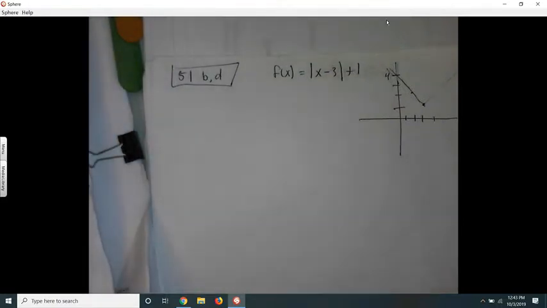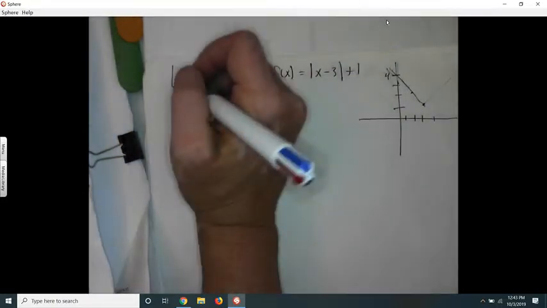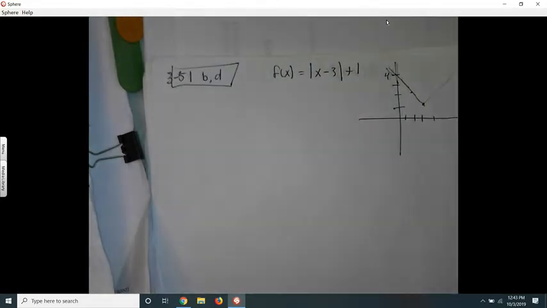Okay, so this is 3-51B. It says solve these equations and inequalities. It may be helpful to copy the graph. So I see why you asked B and D, because those are the ones that are the inequalities.